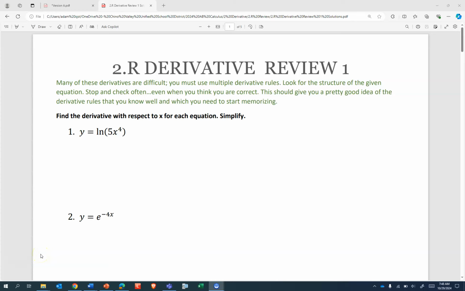If we're really going to get you ready for a test, well, I want you to know what I know, so here we go. I'm going to read the instructions to you. Hopefully they make sense. So many of these derivatives are difficult. You have to use multiple derivative rules, look for the structure of the given equation, stop and check often, I suppose if you're doing it on your own.